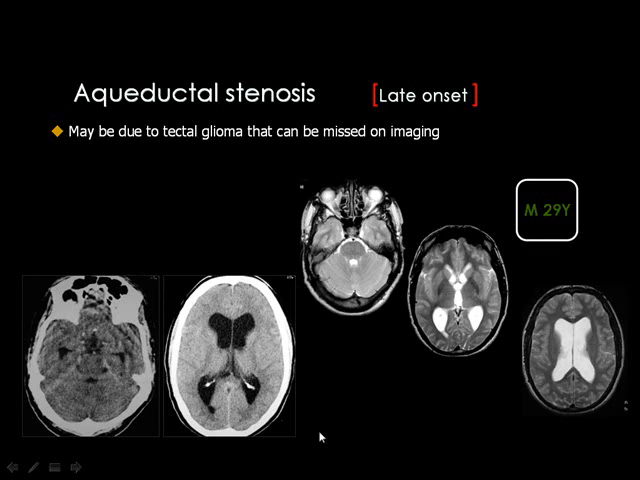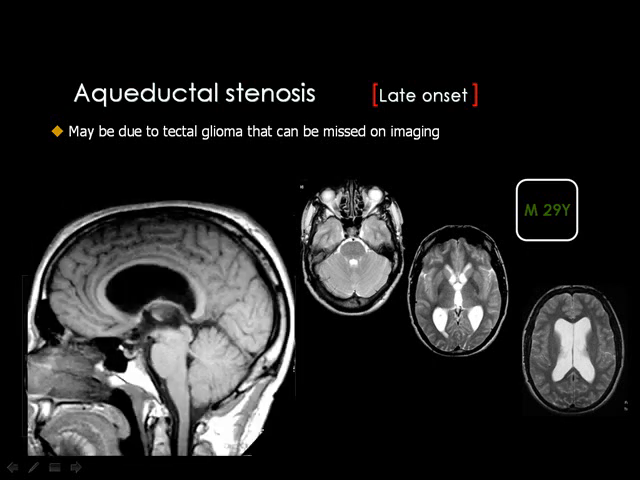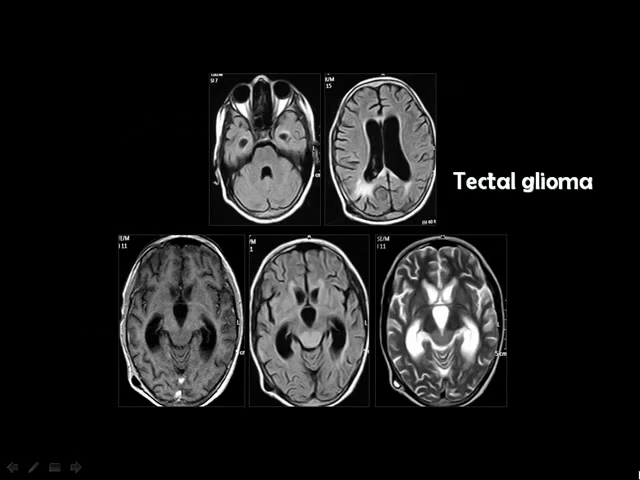And I have read this in the books, and during my practice I have been confronted with a case like this. Look at this patient who is a male, 29 years old, with dilatation of the third ventricle and both lateral ventricles. The fourth ventricle is normal in what we call late onset aqueductal stenosis. Then this is the case.